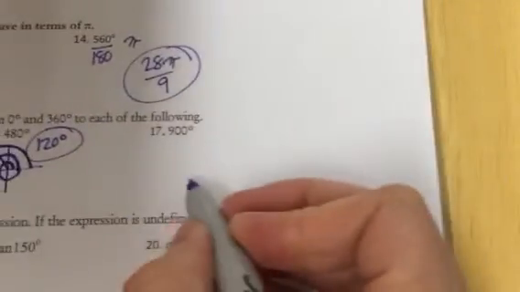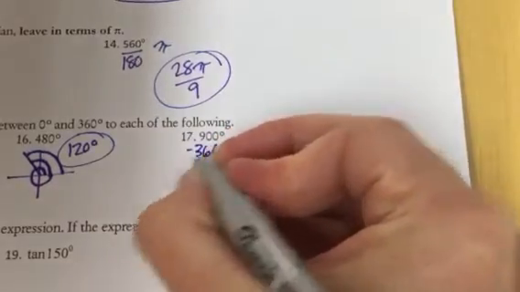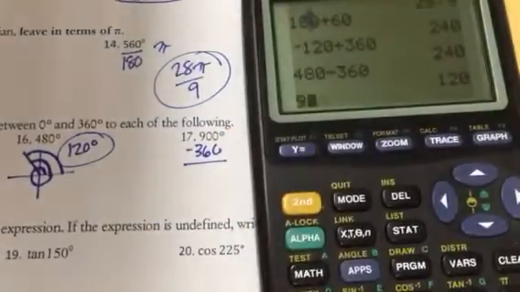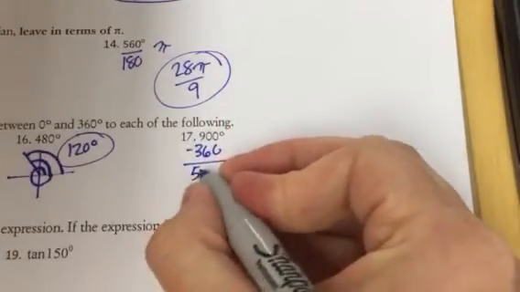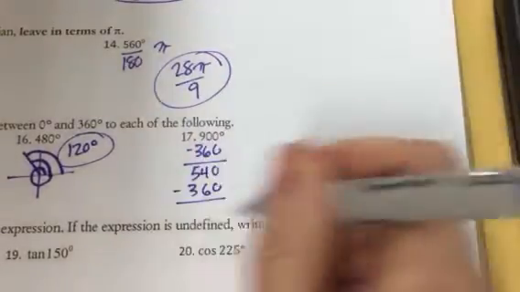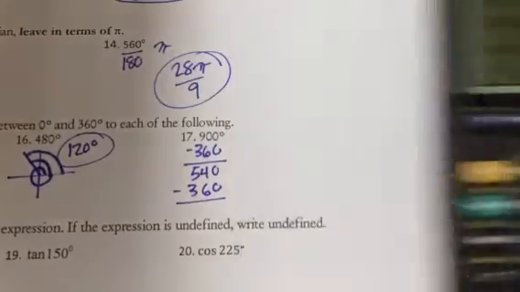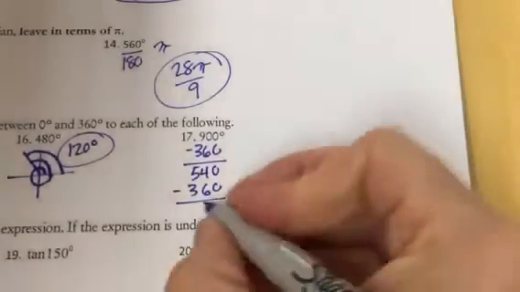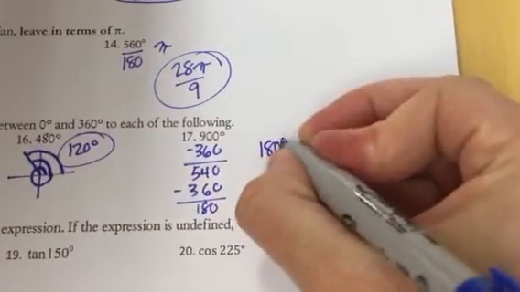Okay, if we use that rule on 900, this is bigger than 360, so I'm going to subtract away 360. So we go 900 minus 360, I get 540. Still too big, so subtract 360 again. So this is looping around the circle a couple of times. That leaves us with 180, and that is between 0 and 360, so that's the one we want.